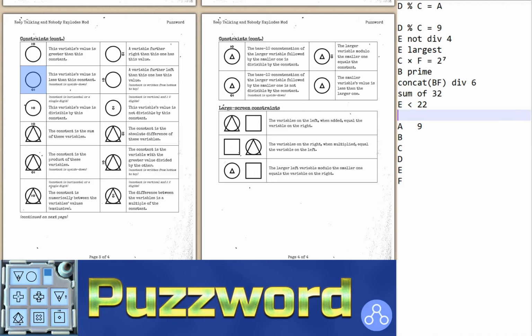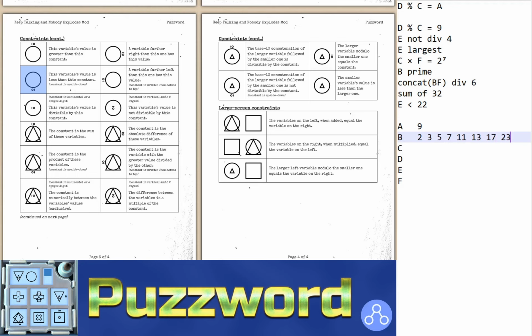Okay, so let's see if we can solve this puzzle. We already know what A is. That was relatively easy. Now B is a prime number. What are the prime numbers? We have 2, 3, 5, 7, 11, 13, 17, and 23. These are the prime numbers between 1 and 26.